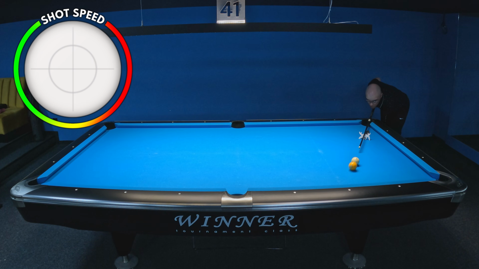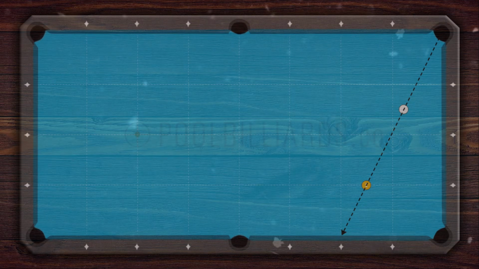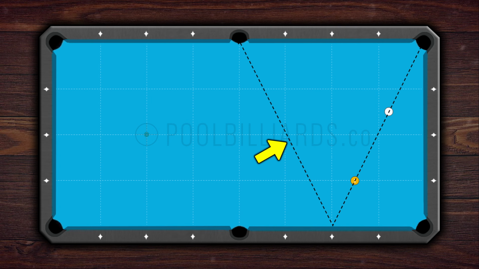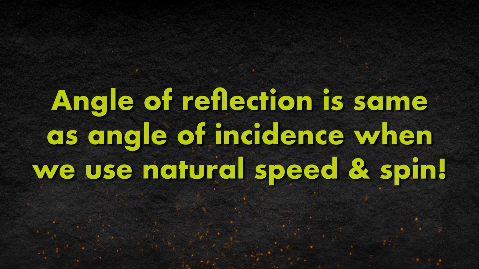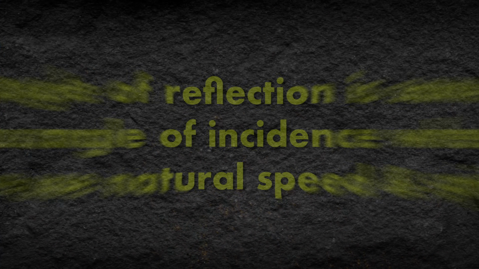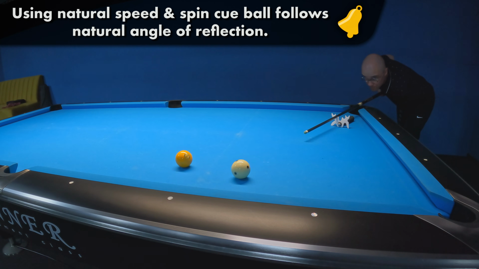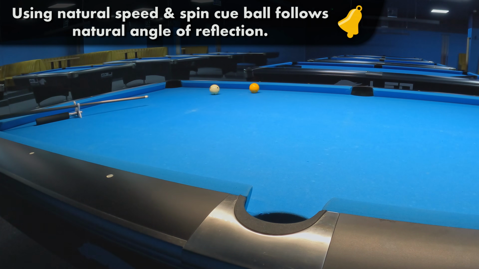And this means that if we hit the object ball perfectly straight using a bit of topspin and natural speed, then after contact with the rail it is going towards the side pocket. And this happens because the angle of reflection was exactly the same as the angle of incidence, and because we used natural speed and spin on the cue ball, we were able to pocket the object ball.